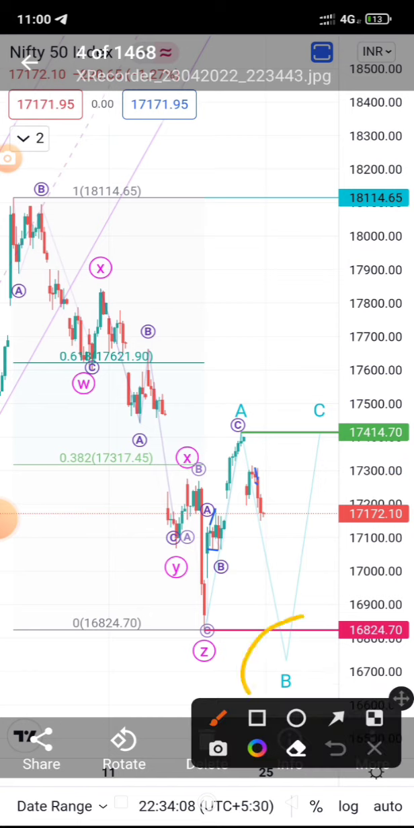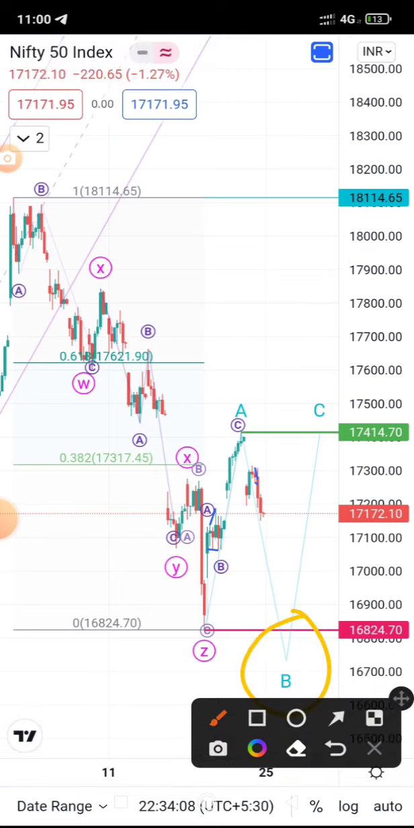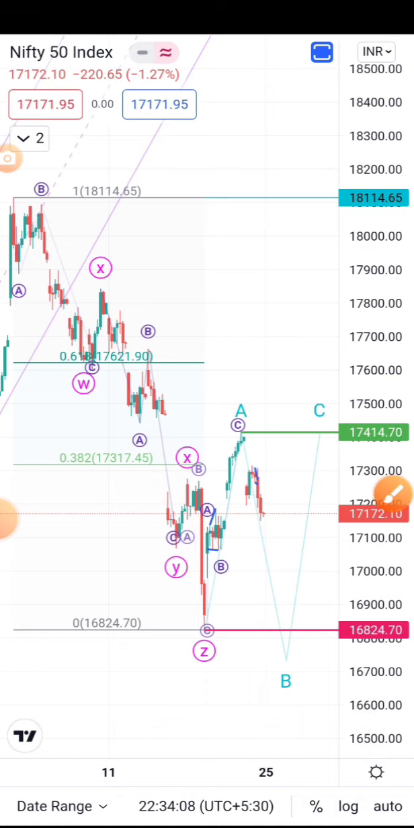Okay, most of the time the B wave goes a little bit small and a little bit below this point, and then pulls back. We have discussed these examples many times in our previous videos. So in future maybe we'll make a separate video on expanding flat correction, but yeah, this is the most common, and this is the way people get trapped.